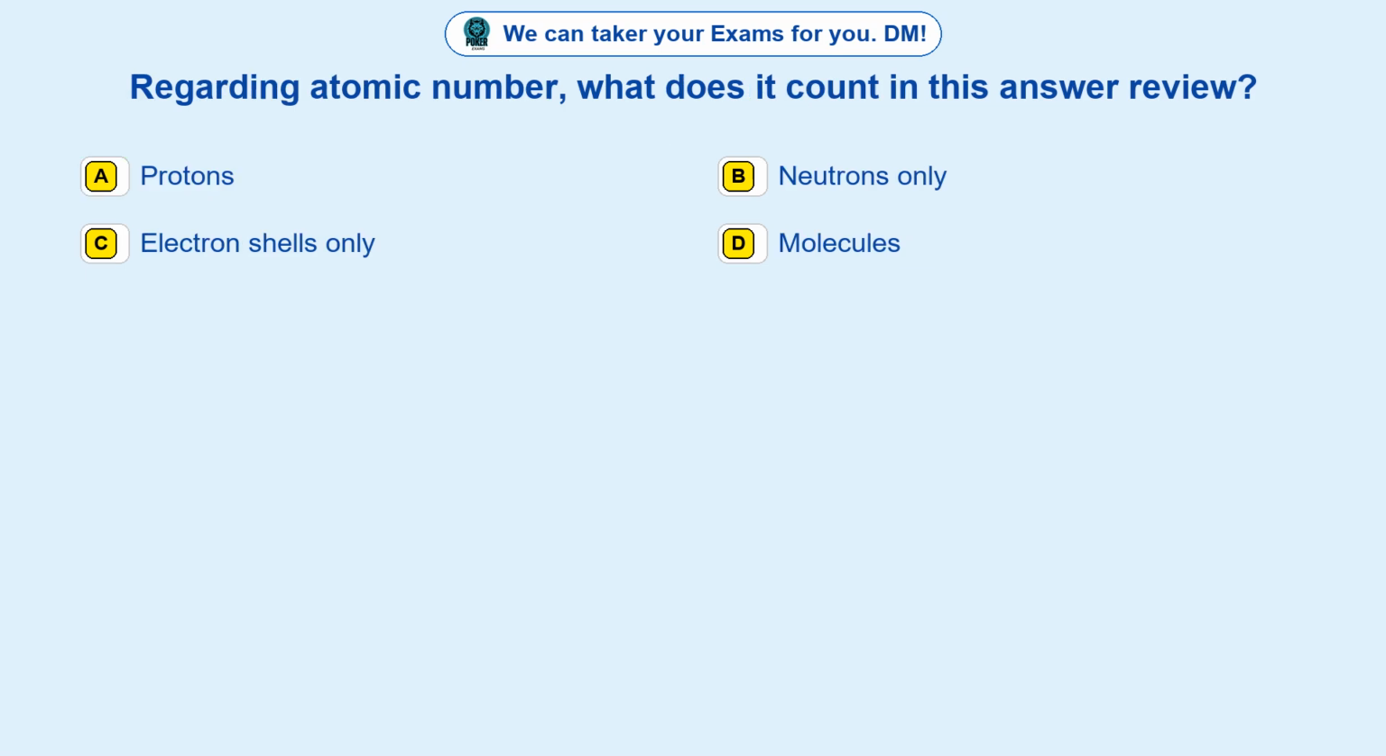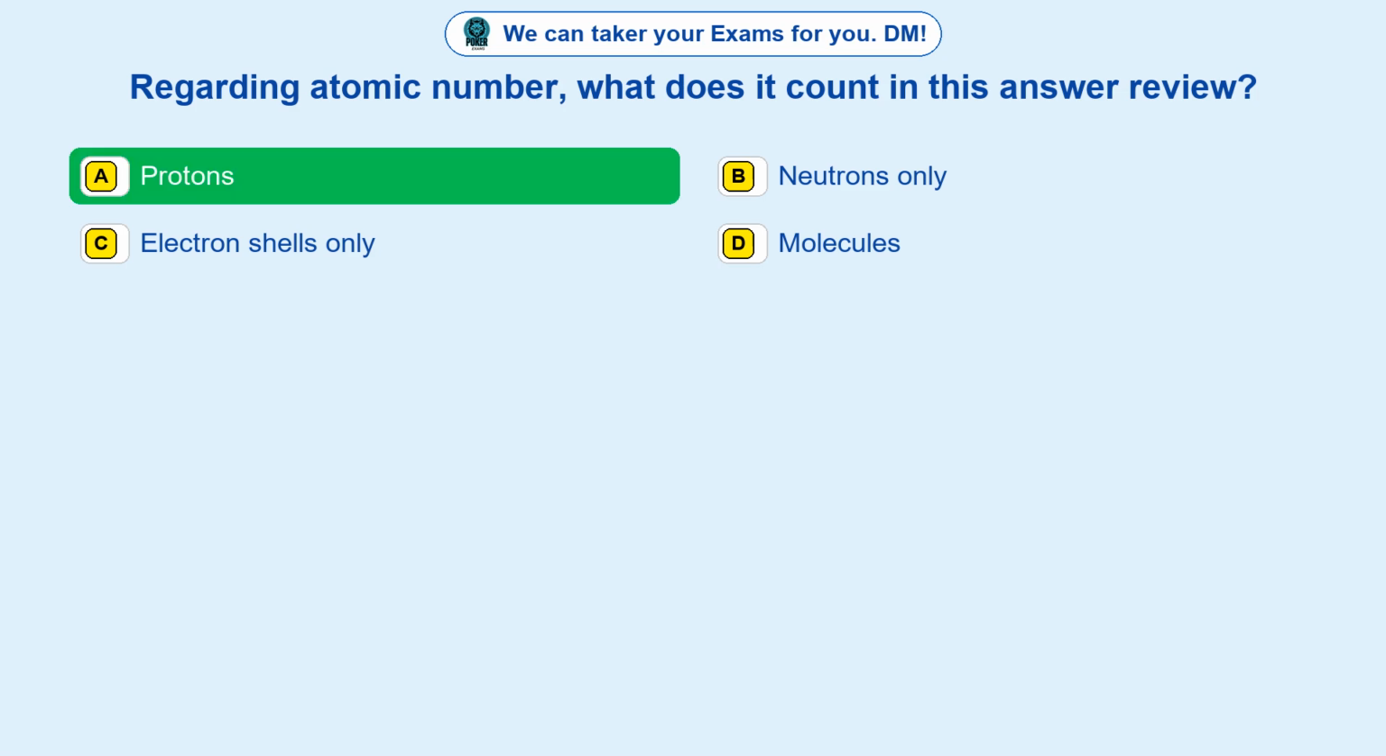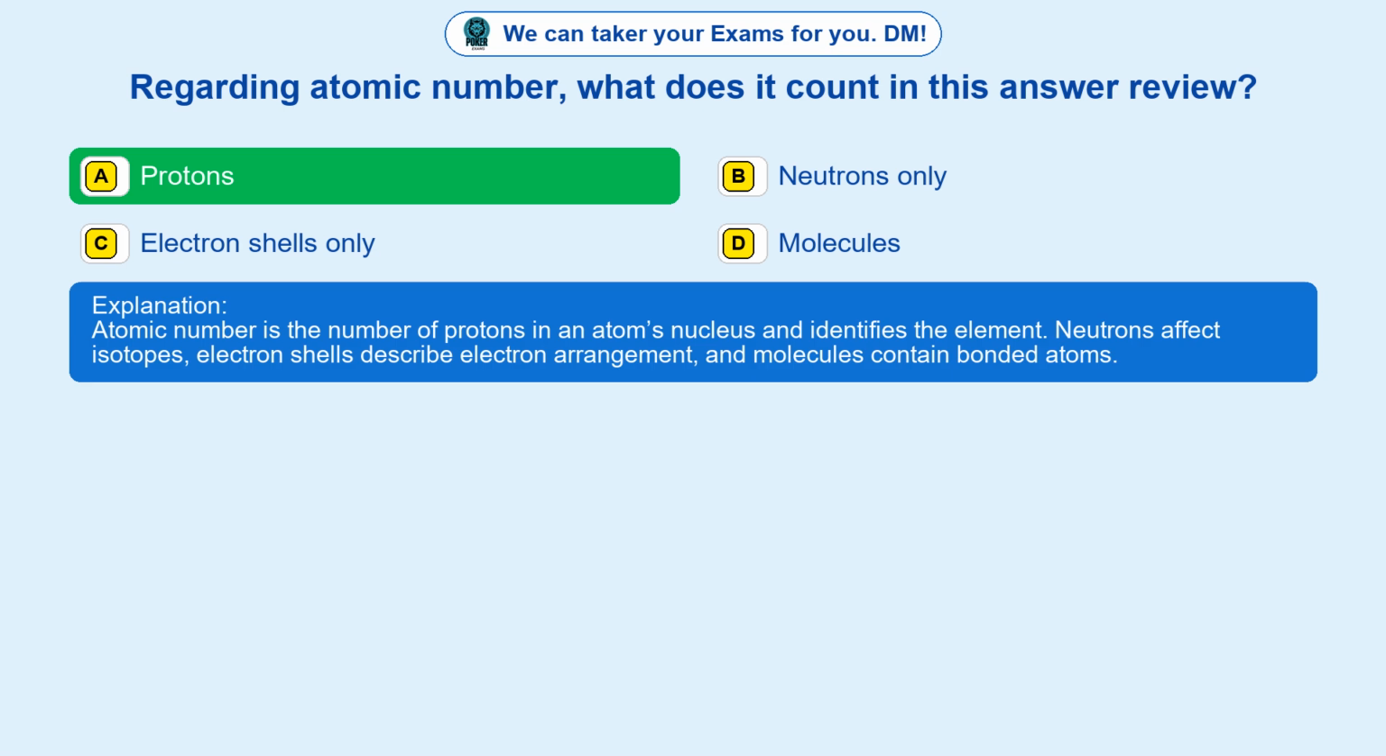Question 31. Regarding atomic number, what does it count in this answer review? Option A, protons. Option B, neutrons only. Option C, electron shells only. Option D, molecules. The correct answer is option A. Protons. Atomic number is the number of protons in an atom's nucleus and identifies the element. Neutrons affect isotopes, electron shells describe electron arrangement, and molecules contain bonded atoms.